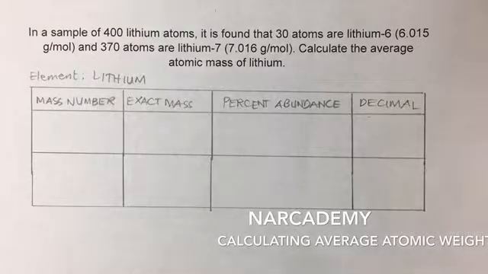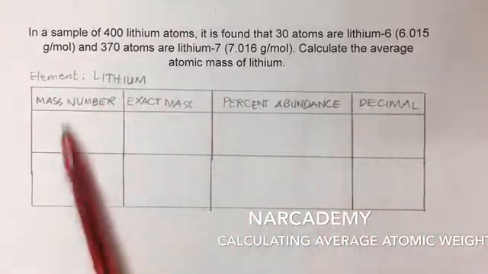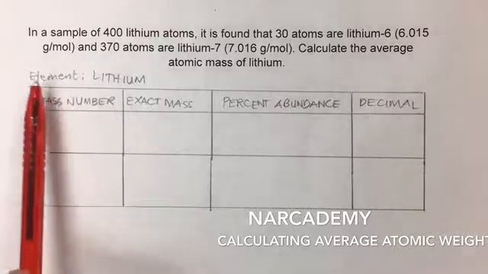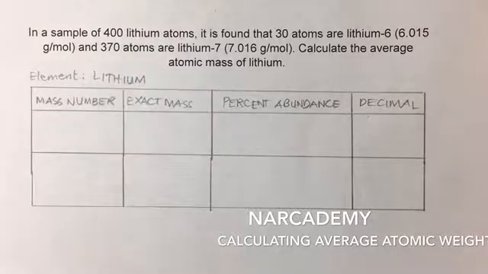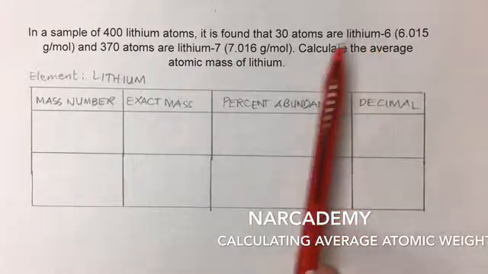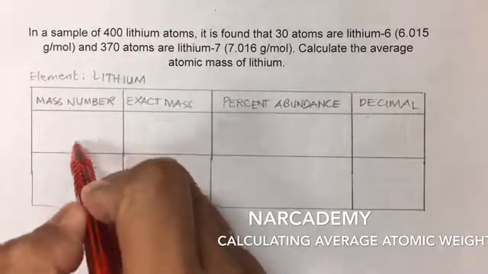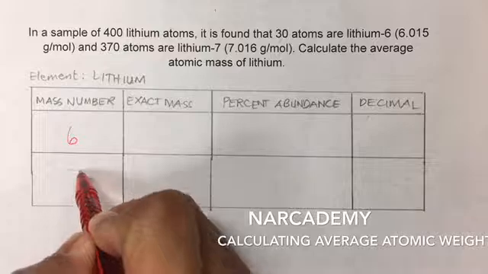So what do we know? First, let's organize all the information in tabular form. I suggest that when you're doing this, make sure that you present a table to make it more organized and structured, and this means that you understand the problem and how to approach it. So we start by putting what element it is. It's lithium. We make the table, and because we have two lithium isotopes here, lithium-6 and lithium-7, we put 6 and 7 here.